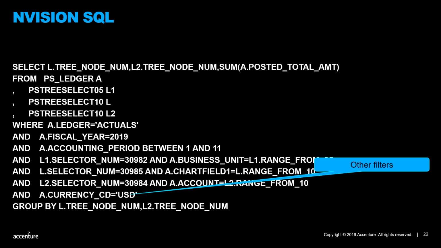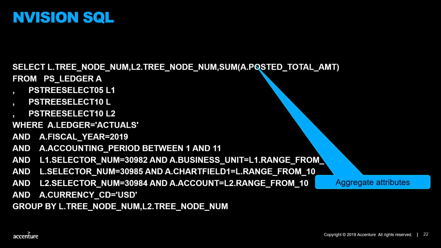There are other filter columns at the bottom. You normally see currency, and it's normally not very selective because each ledger is only one currency. We aggregate the financial amounts on ledger. Notice that we group by the tree node num on the selector. That's the hierarchical information, not by the attributes business unit, chart field, or account.